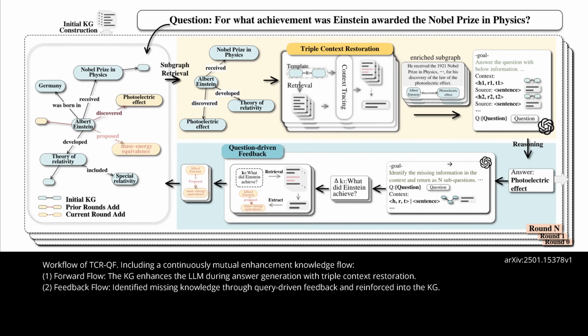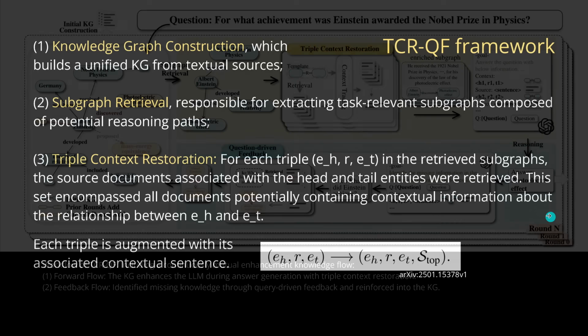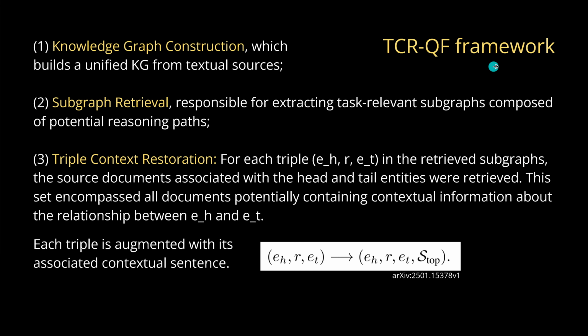Okay, but let's go on with the classical theory. Yeah, you see this here, but I think it's a little bit complicated. Let's go step by step. So this new framework that we have is, we build a knowledge graph, which builds here a unified knowledge graph from all the textual sources that we have. And then we have a subgraph retrieval, responsible for extracting here task relevant subgraphs. If I query this LLM, so the task relevant subgraphs are now identified, composed here of potential reasoning paths necessary to answer here my query.